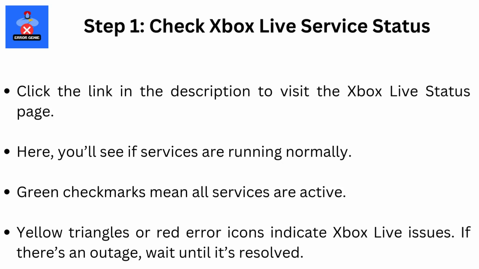Step 1. Check Xbox Live Service status. Click the link in the description to visit the Xbox Live status page. Here, you'll see if services are running normally. Green check marks mean all services are active. Yellow triangles or red error icons indicate Xbox Live issues. If there's an outage, wait until it's resolved. If Xbox Live is all clear, move on to the next steps.